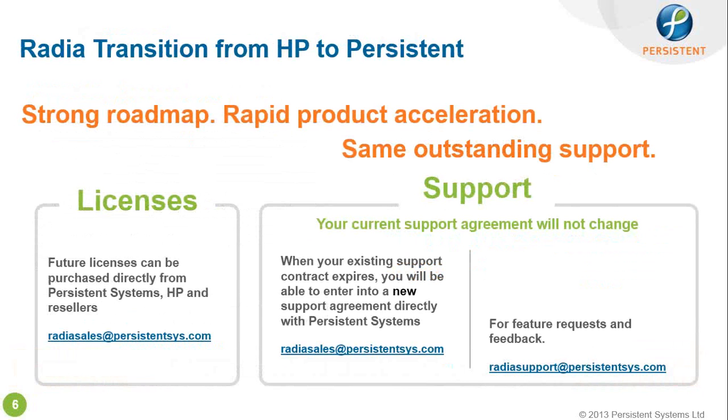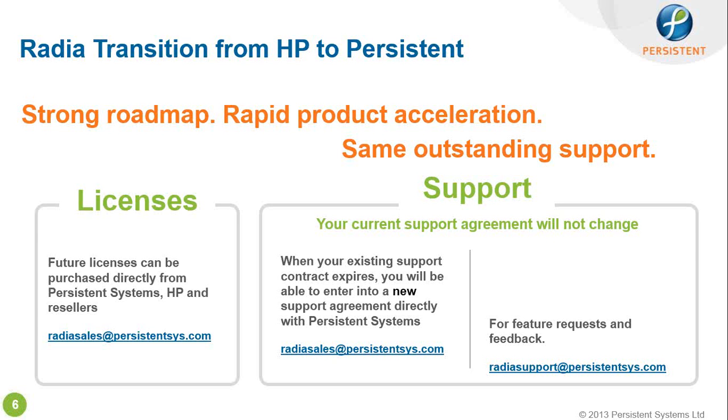So let me focus a little bit on the transition from HP to Persistent, because I know I've spoken to many customers about this, but there's still many customers that I've not spoken to as well. So very succinctly put, Persistent Systems entered into an IP licensing agreement with HP, and that was executed earlier this year, around the February-March timeframe. And what does that mean?